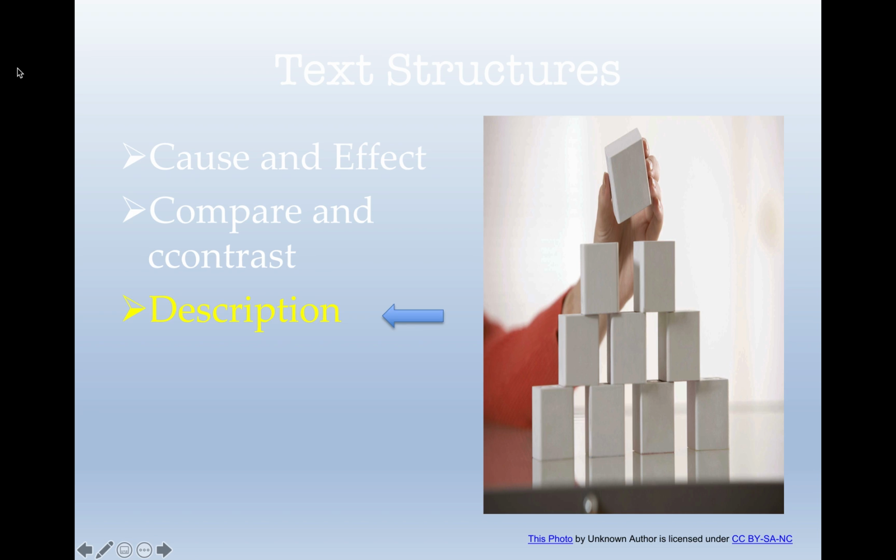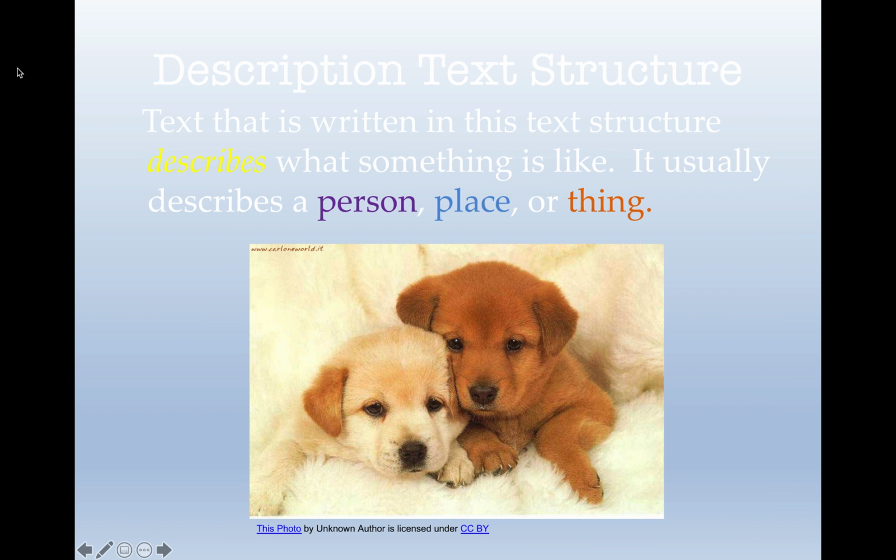All right, and you're probably wondering, well, exactly what is a description text structure? Glad you asked. All right, so text that is written in this particular text structure, known as description text structure, describes what something is like. It usually describes a person, place, or thing. So when an author writes a description text structure, they are trying to tell you what something is like. That is the whole point and purpose of that structure of writing, to tell you exactly what something is like, to describe it to you.